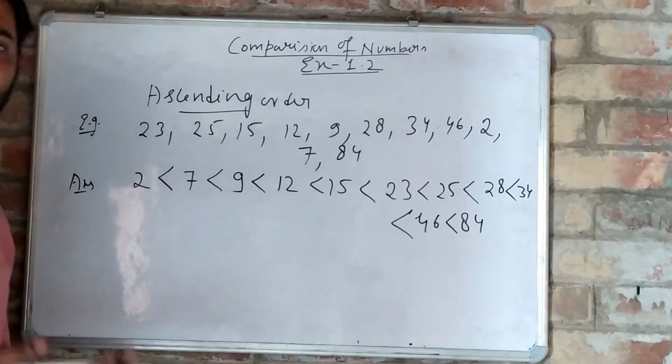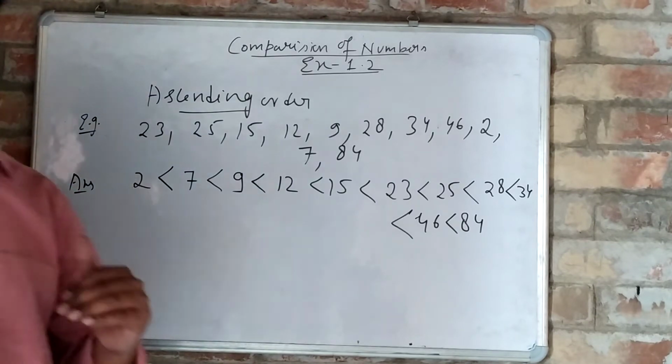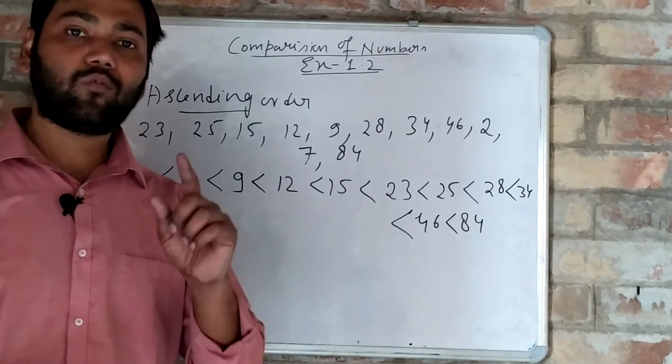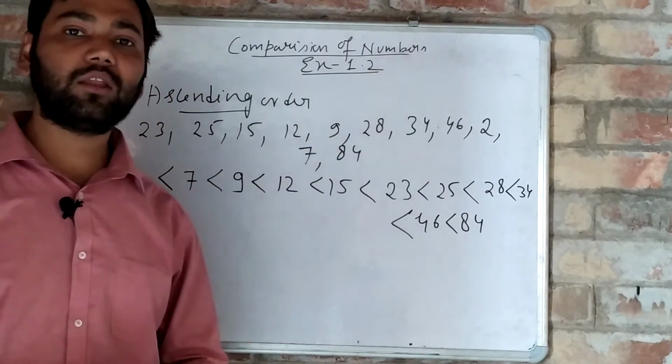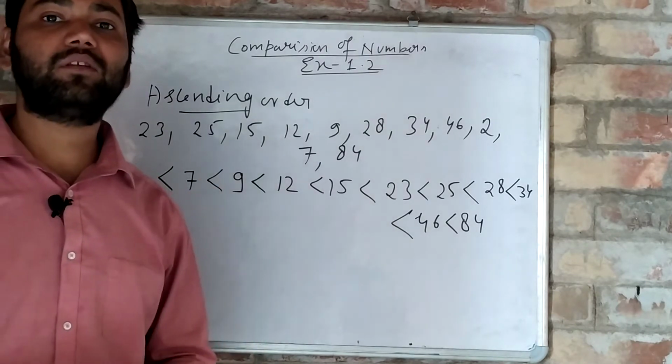So we have arranged it in ascending order. And how will we check that we have taken all the numbers in the series or not? For that, we will count the numbers in the series and check that we have taken all of them.